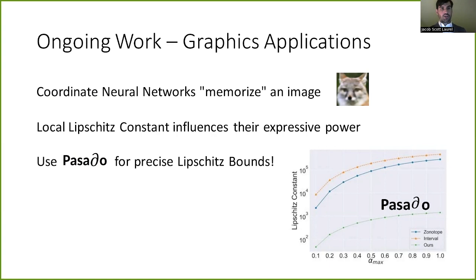We also have some ongoing work in this direction focused on graphics, whereby coordinate neural networks are an architecture that is used to essentially memorize an image or scene. Now, the local Lipschitz constant of these networks influences their expressive power, and so to get bounds on the Lipschitz constants, we use our technique Pisato. Indeed, Pisato is able to get orders of magnitude more precise bounds.